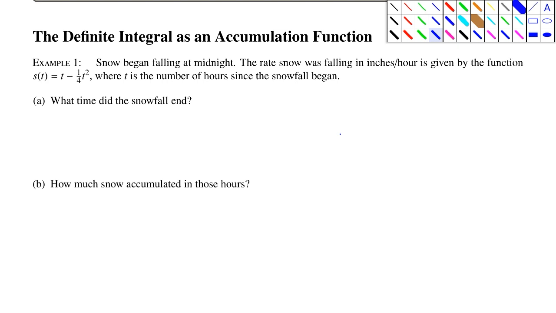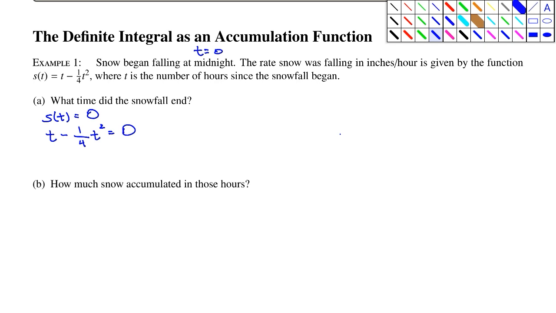Example number 1, snow began falling at midnight. So we're going to mark that as t is equal to 0. The rate snow was falling in inches per hour is given by the function s of t is equal to t minus 1/4 t squared, where t is the number of hours since the snowfall began. What time did the snow end? Well, we're going to assume that the snow ended when the rate of snowfall was equal to 0. And when would that be? So I'm going to set t minus 1/4 t squared equal to 0.